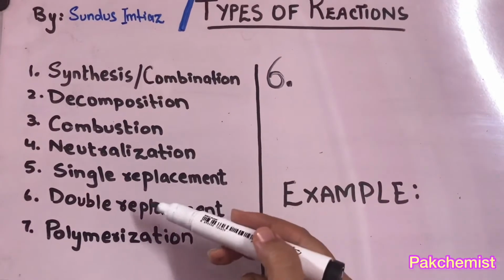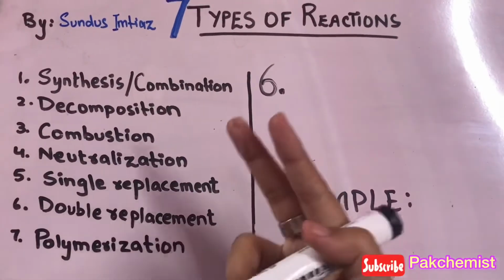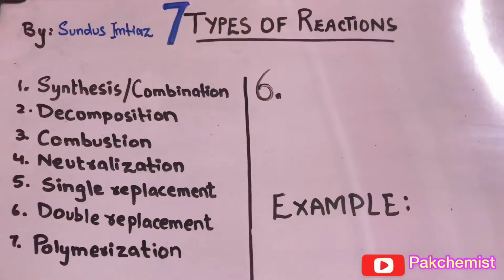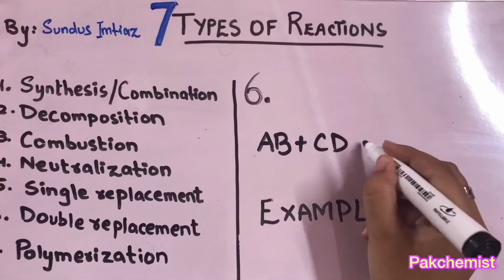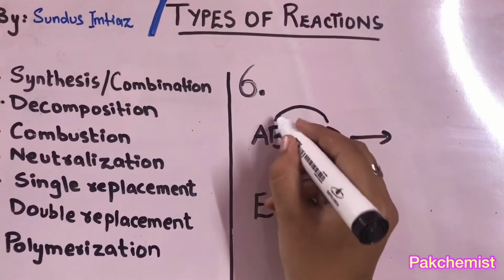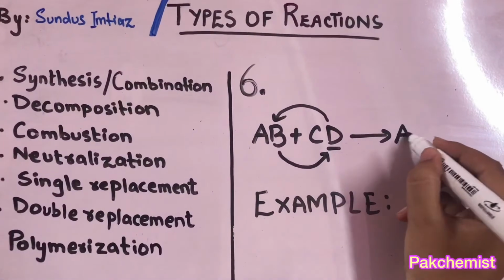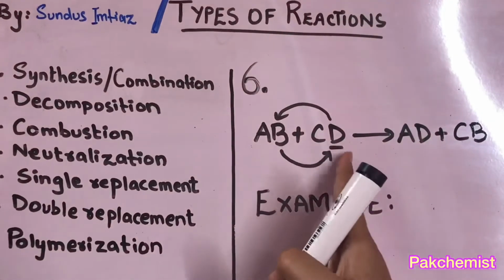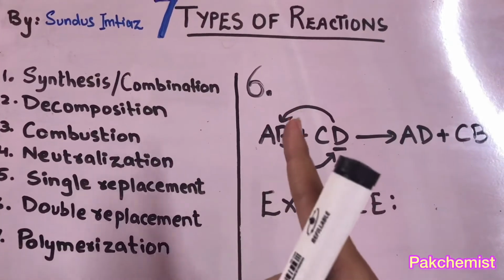Now the sixth one is a double displacement reaction or double replacement reaction. Now the double here means two atoms. Now the two atoms will replace or will switch their positions. Now we take AB plus CD. Now after the reaction, you will observe that this D will move to the B side and this B will move to the D side and will form AD plus CB. Okay, you see that both of these atoms will switch their position.